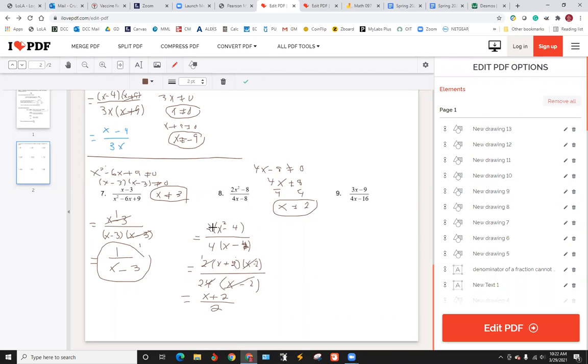Once this is factored, that's x minus 2, x plus 2. This one is 4 times x minus 2. So the x minus 2's go out. And then 2 over 4 is really just 1/2 in disguise. All right, any questions about that one?